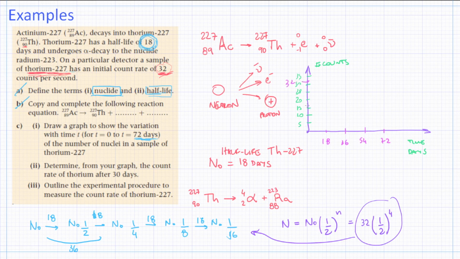So this was 32, and then it's going to drop to 16. Then it drops to half again, so it's going to drop to 8. And then it will drop to 4. And then finally it's going to drop to about 2.